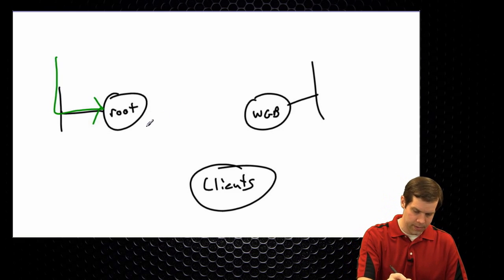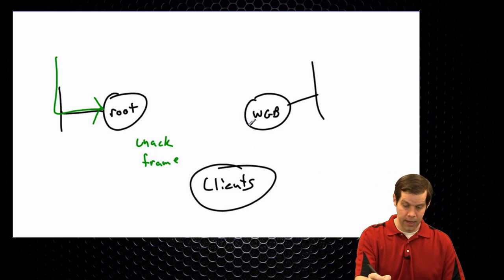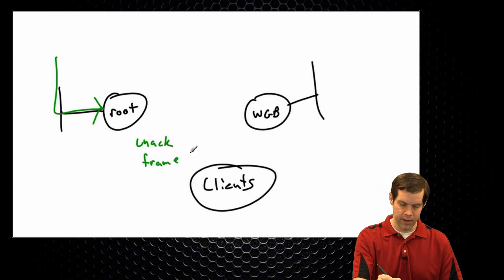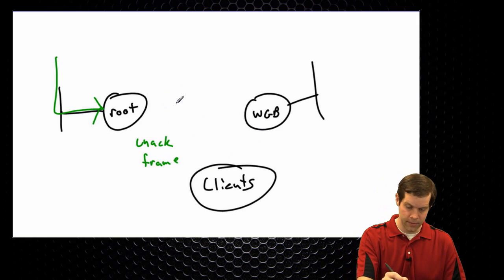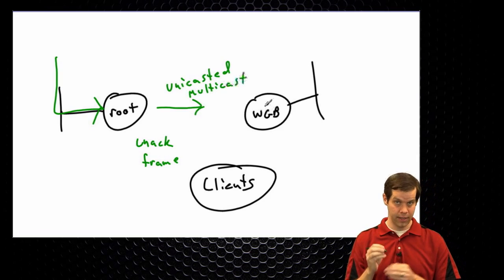So it sends out the unacked frame. And then both clients are going to receive that because it's just broadcasted out there to everyone. And then in addition to that unacknowledged frame, it's going to send an additional copy of that to every single workgroup bridge on the radio. So this one's pretty much sent to everyone, but then an additional one is going to be a unicasted multicast, directed at each individual workgroup bridge.